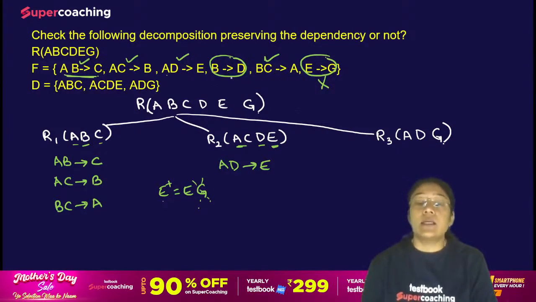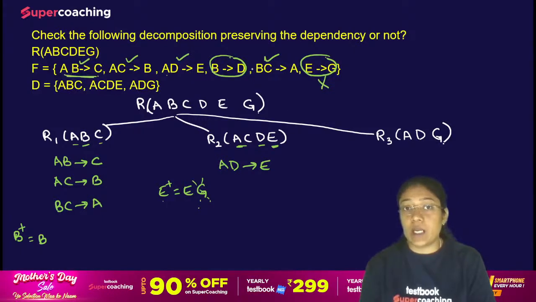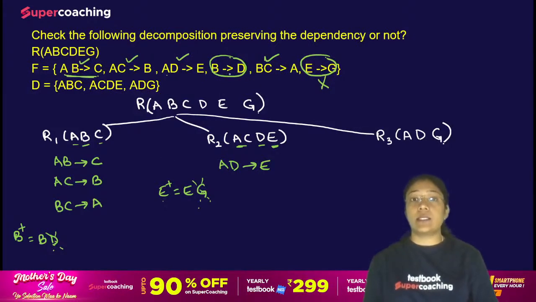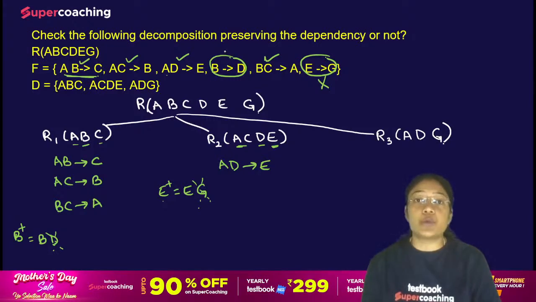And next one is B determines D. B is only a part of the relation R1. So let us find out B closure in R1. B is going to determine itself. Apart from that, only attribute B has come so far. B is determining D, and that's it. And D is not a part of R1, so there is no non-trivial functional dependency starting from B. So this means directly or indirectly we cannot preserve the functional dependency B determines D.